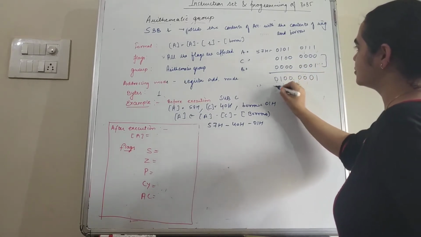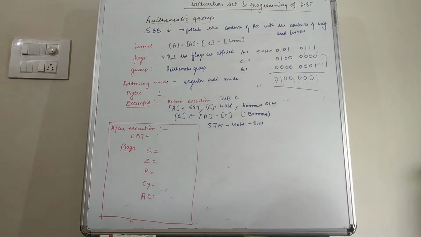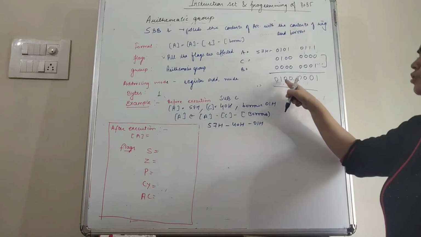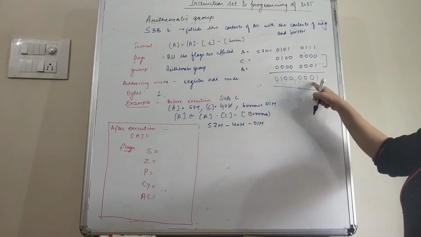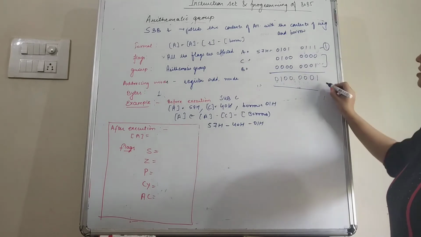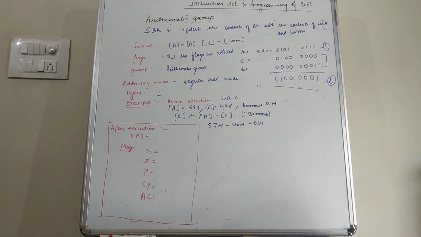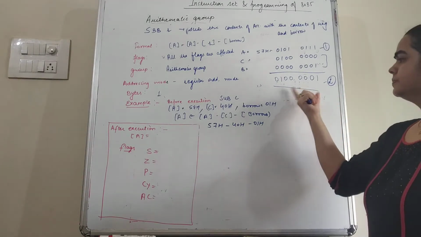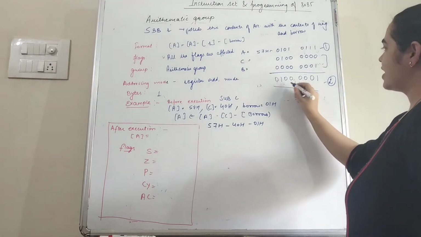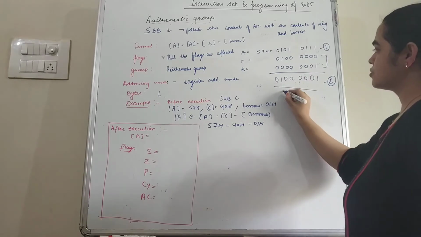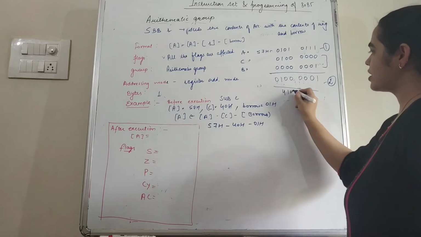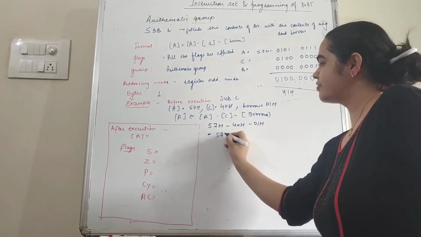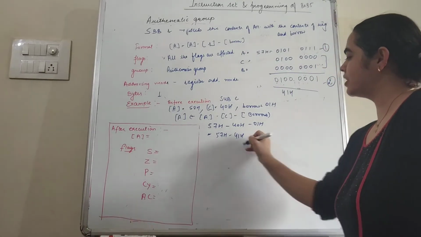1 and 0. So after addition we have the value 0 1 0 0 0 0 0 1. So this is the first number and this is the second number. So after this now we have the value 0 1 0 0. So this is 4 and this is 1, 41H. So we can write here 57H minus 41H.